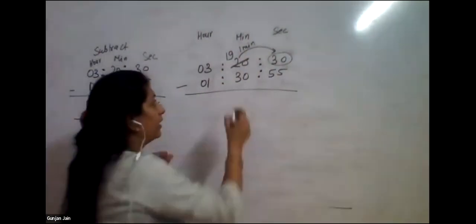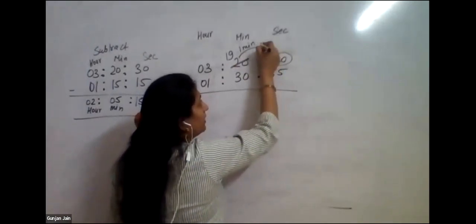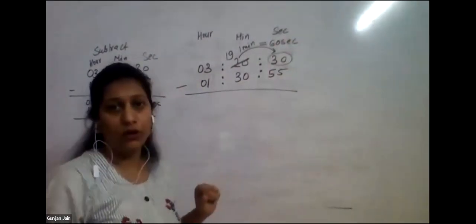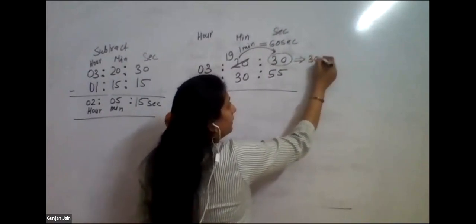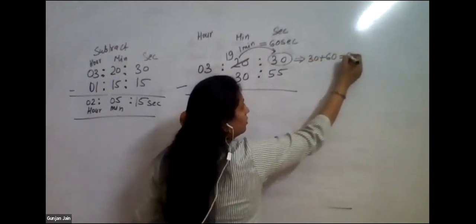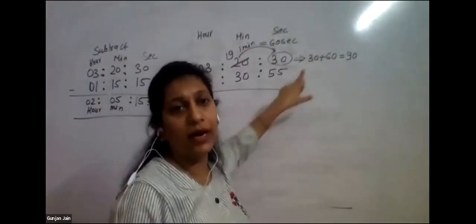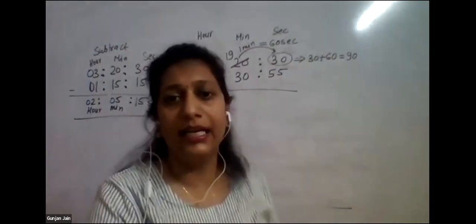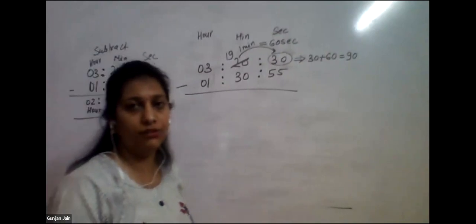Okay. And if it has given 1 minute here, that means how many seconds has it given? 60 seconds it has given. So the total seconds, what has this become? 30 plus 60 equals 90. Now it has become a bigger number. Now I can subtract 90 minus 55. So what is the answer? 90 minus 55?